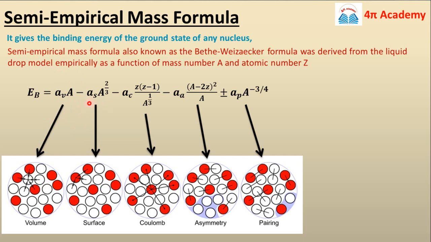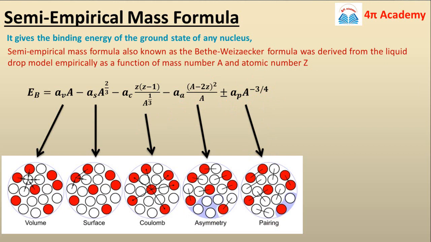The second term, minus a_S A to the power 2 by 3, is the surface energy term, and this is the surface energy constant. The third term is minus a_C Z(Z minus 1) upon A to the power 1 by 3, and this whole term is known as the Coulomb energy term. The fourth term, minus a_A (A minus 2Z) square upon A, is known as the asymmetry term. And the last term, plus or minus a_P A to the power minus 3 by 4, is the pairing energy term.